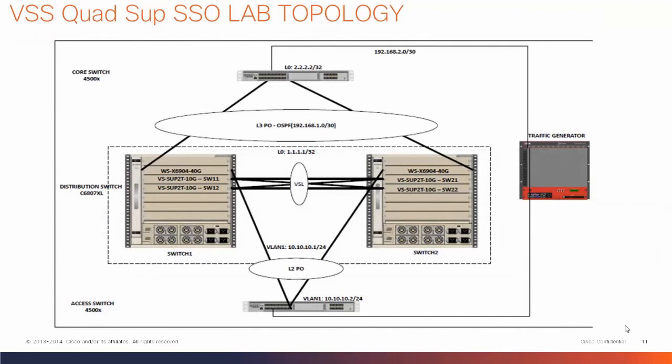The diagram on this slide depicts my current lab setup. Two 6807XL switches, which are part of my distribution layer with respective line cards installed, and two 4500X switches which are part of my access and the core layer. I'm running an L2 port channel towards the access layer and an L3 port channel running OSPF between the distribution layer and the core layer. The traffic generator is generating bidirectional traffic across the setup.